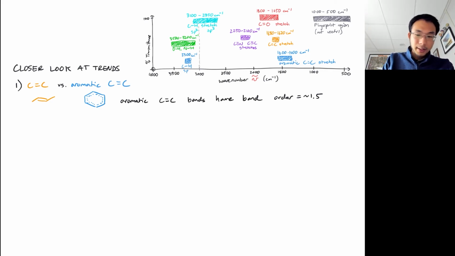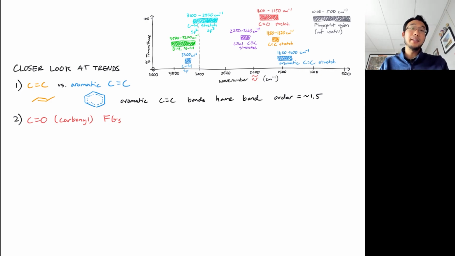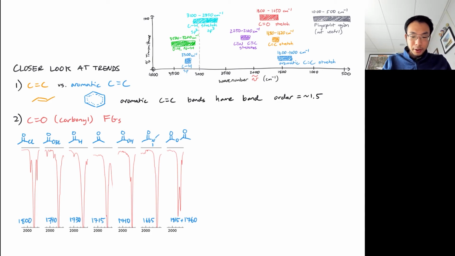The next trend we'll look at is the trend within this range right here, the carbon-oxygen double bond, or carbonyl stretching region. This region is extremely useful because it helps us figure out, of the many different carbonyl-containing functional groups, which one we might have. I have a bunch of extracted pieces of spectra here. These are just the 1800, 1700-ish region of the IR spectra of these molecules up here.